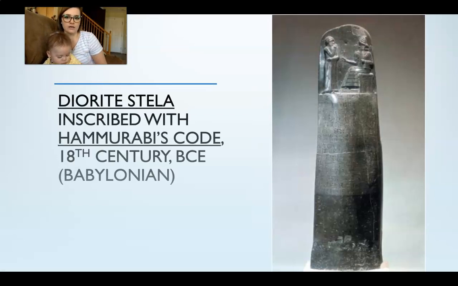This is a stela. So up here we have a relief sculpture with Hammurabi's code. So if we zoomed in here in a really high resolution photo, we would be able to see Hammurabi's code, which was sort of like the precursor to something like the Ten Commandments, and it's Babylonian.